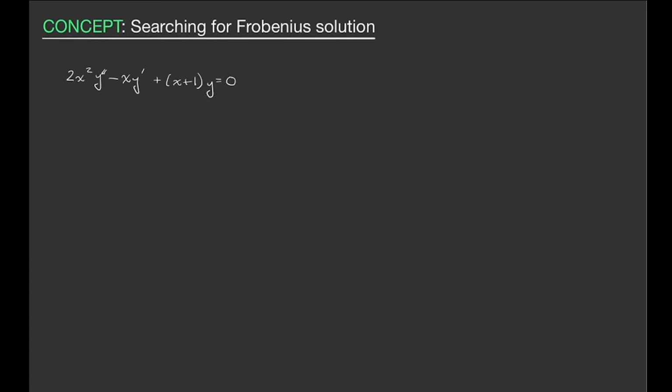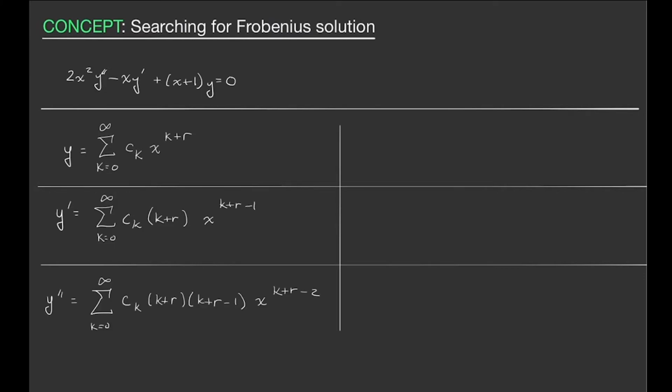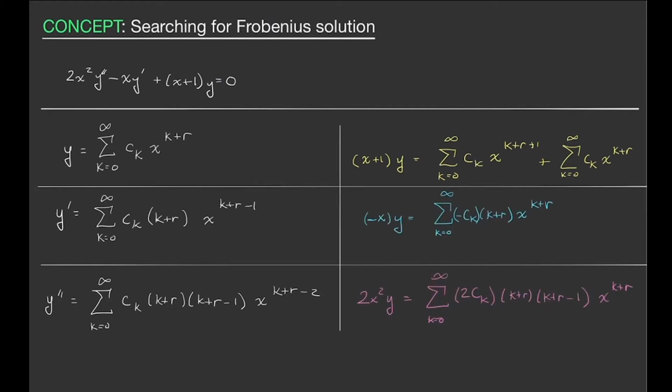Now what we want to do is compute derivatives of our Frobenius type solution. The Frobenius type solution is going to look like this. We compute the first derivative, it looks like this, and the second derivative looks like this. In each of these cases, it's going to get multiplied by some coefficient function. y will be multiplied by x plus 1, y prime will be multiplied by negative x, and y double prime will be multiplied by 2x squared. In the first case, we end up with this series. The second case, we end up with this, and the third case, we end up with this.